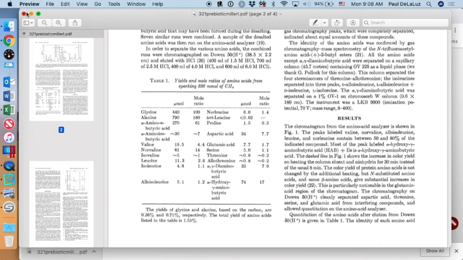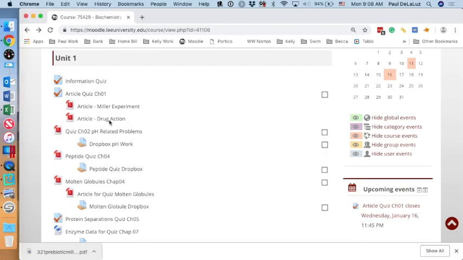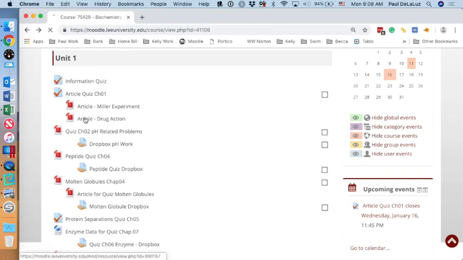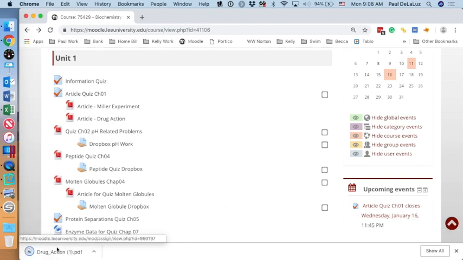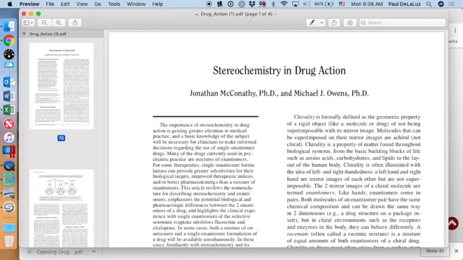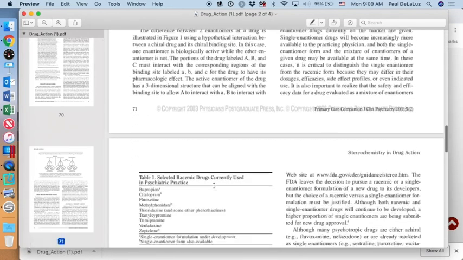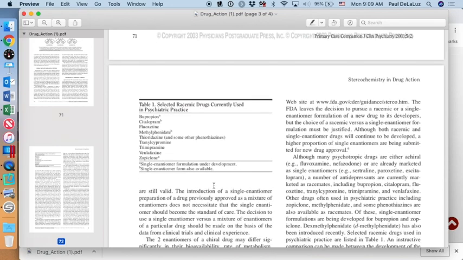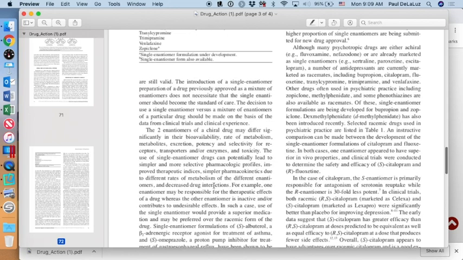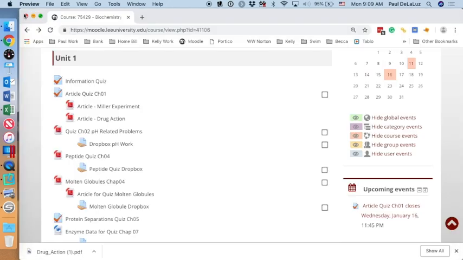Okay. The other one is actually an overview article on drug action. A little bit less technical, but it does talk about drugs and having racemic mixtures. So go ahead and take a look at this one. It all goes back to reviewing stereoisomers, and so answer the two questions.